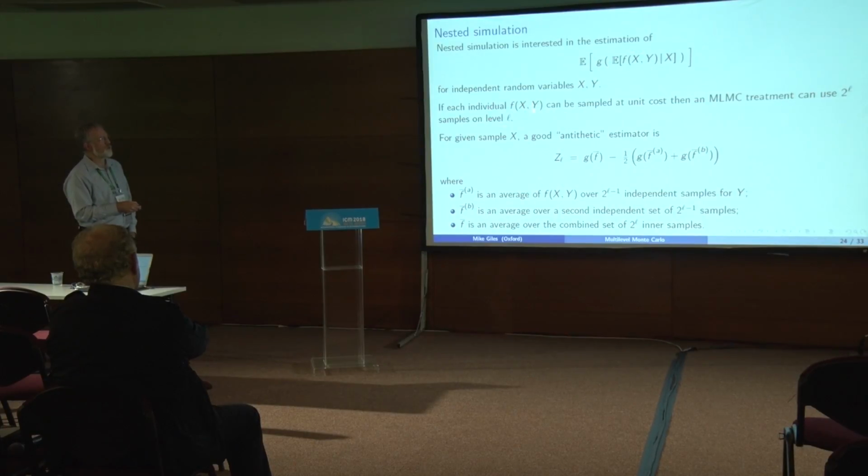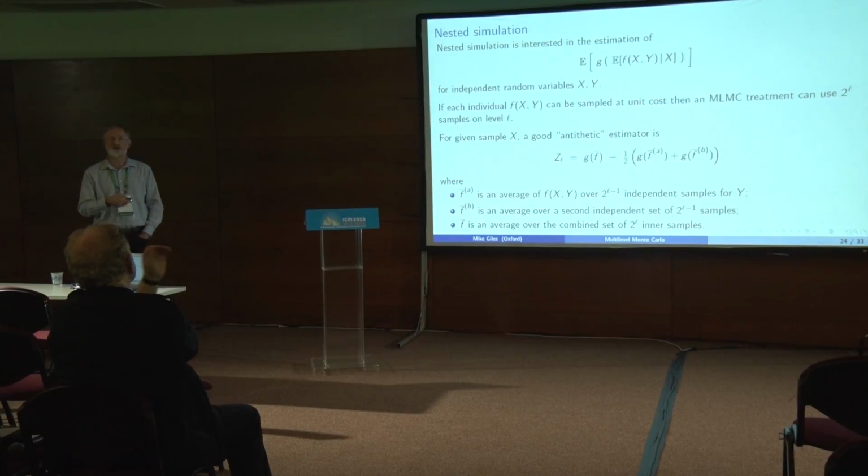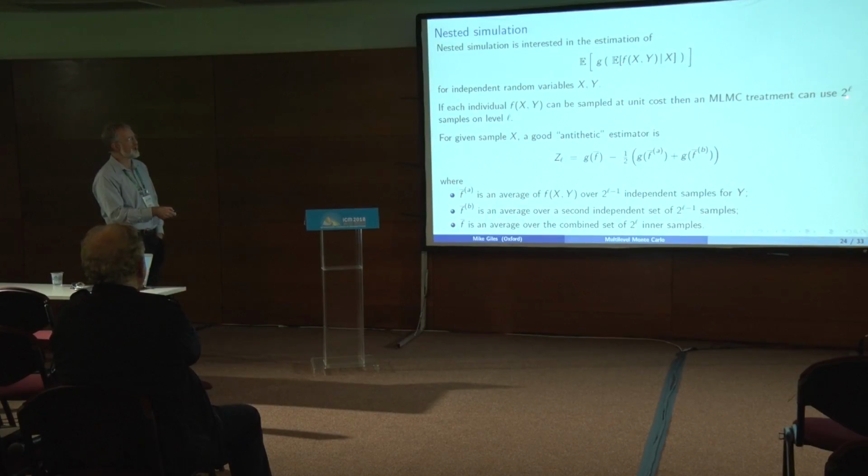So where does multi-level come into this? Well, if we assume that each of those inner samples, little f, can be evaluated with unit cost, what we're going to do in the multi-level is to vary how many inner samples we use to approximate this conditional expectation. So we're going to use 2 to the L inner samples on level L.